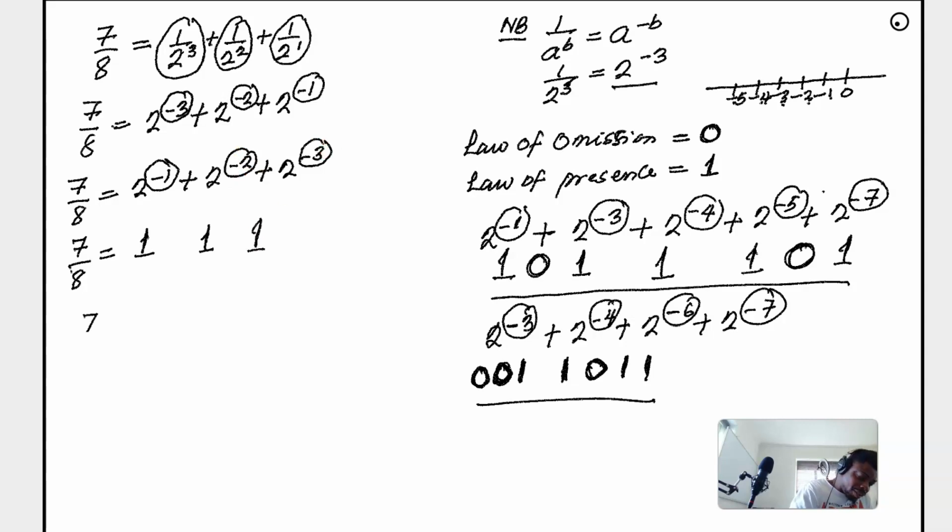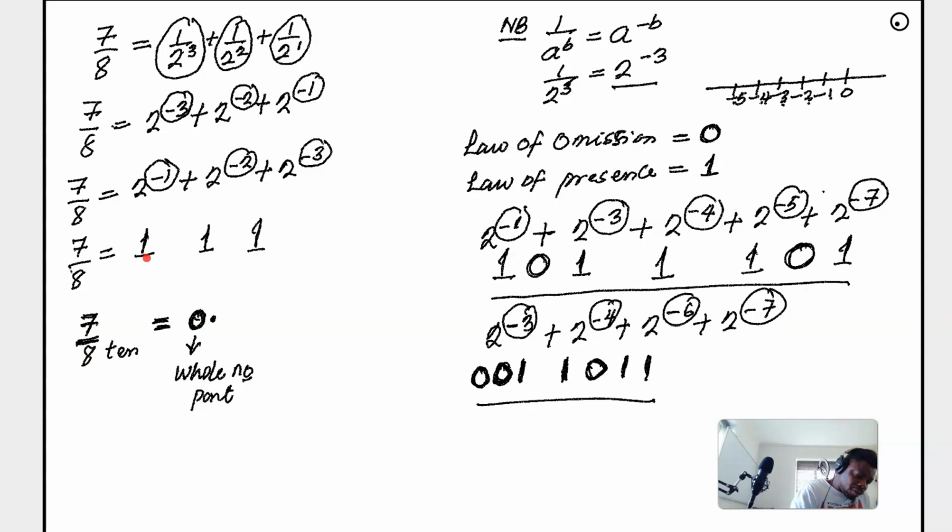Okay, so 7 over 8 in base 10 is equal to, remember that this is a fraction, okay? No whole number. Because 7 over 8 is a fraction, I have to say 0 points, because this 0 is taking care of the whole number part. So don't worry about that. You will see what I mean in the next example. So just put 0 point if you have a fraction.